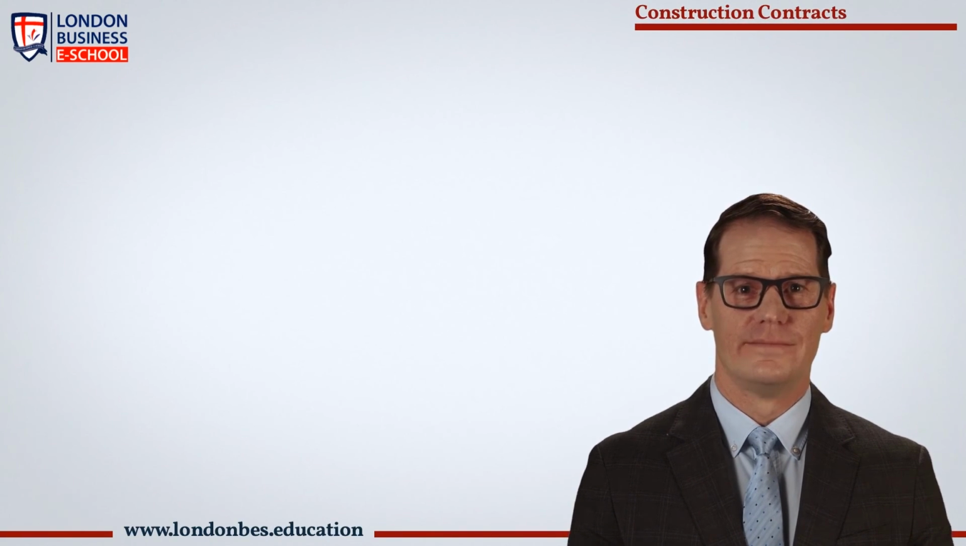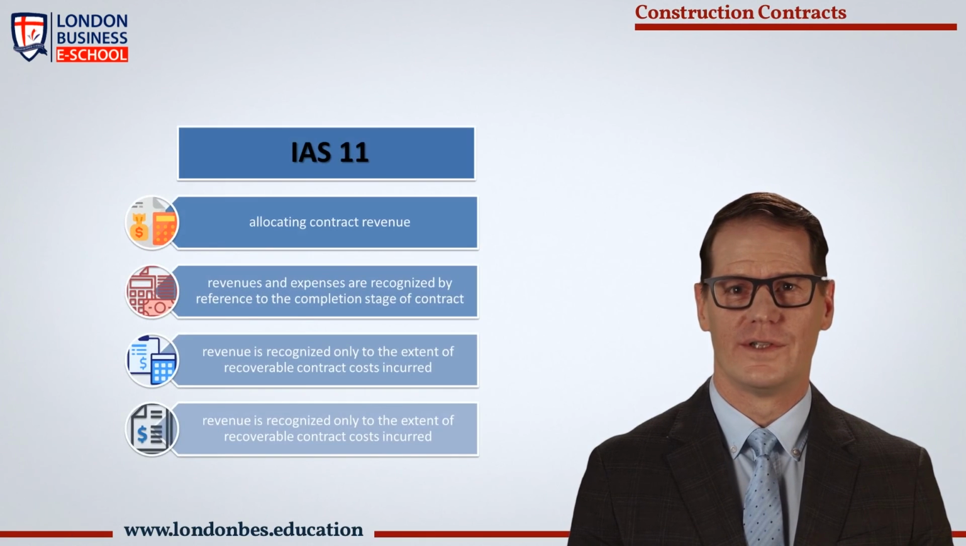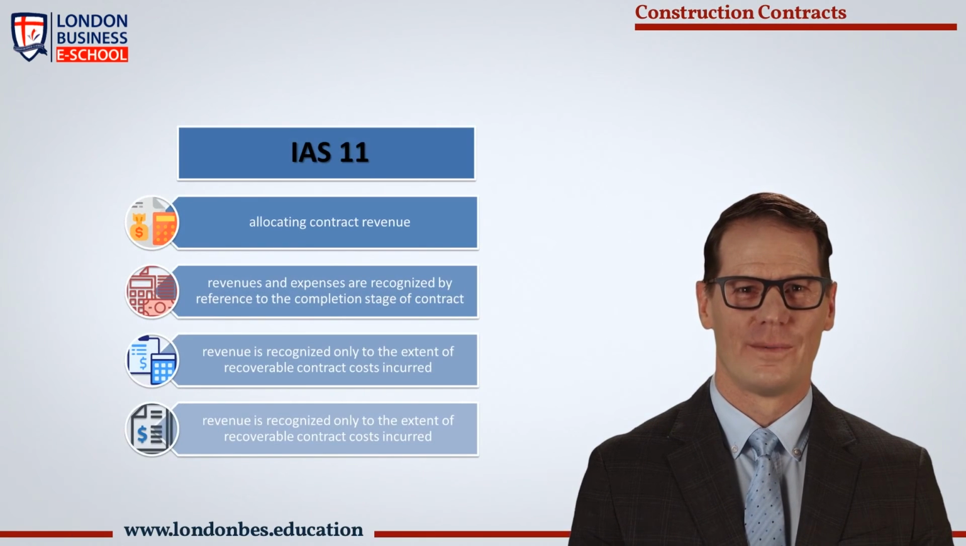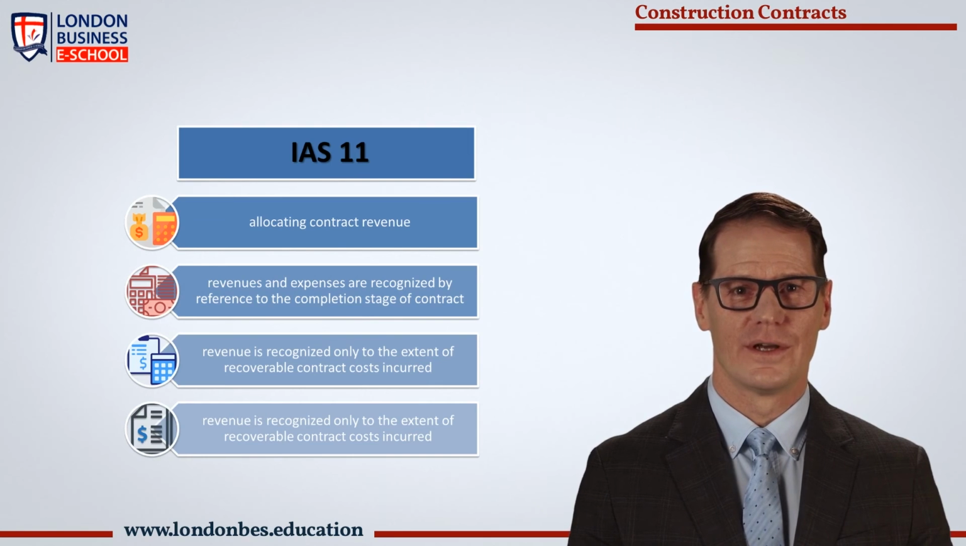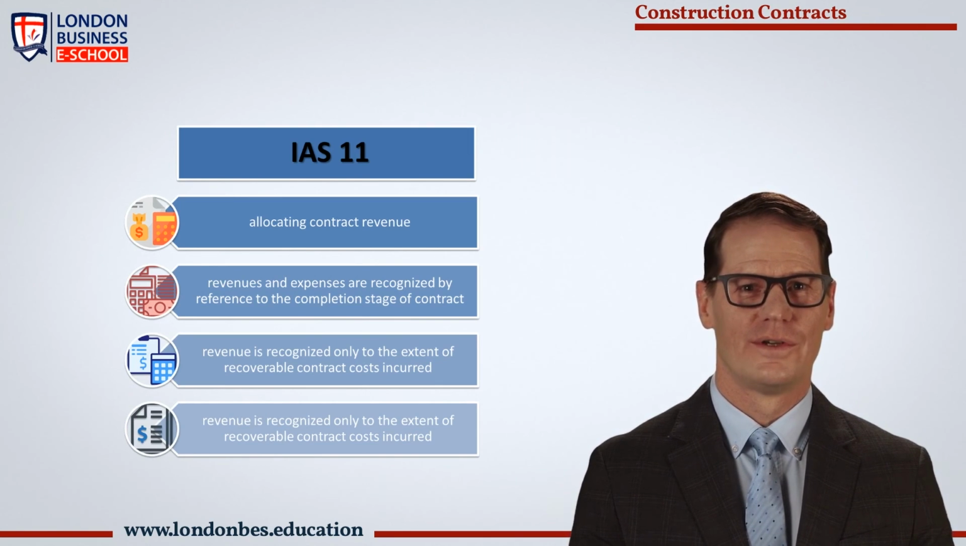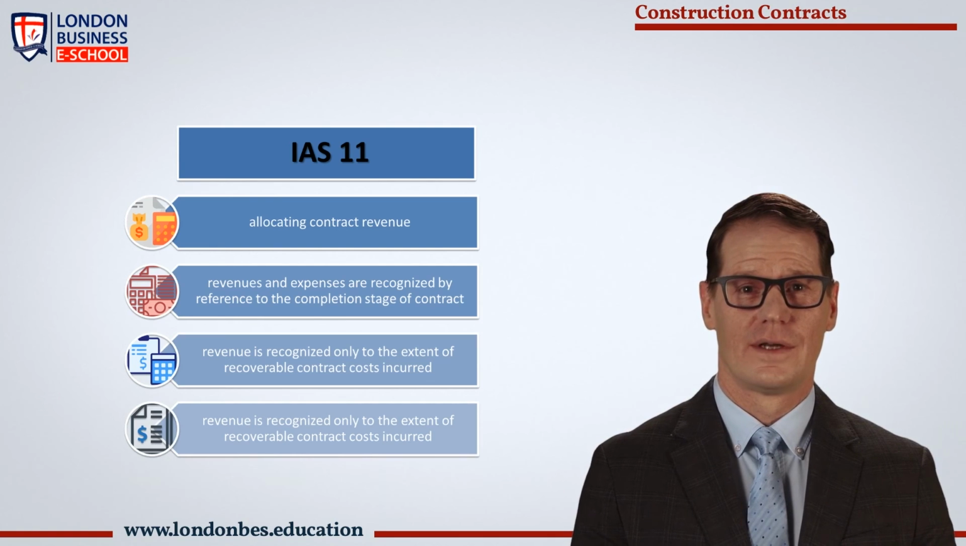Construction contracts. IAS 11 construction contracts provides requirements on allocating contract revenue and contract costs to accounting periods in which construction work is performed. Contract revenues and expenses are recognized by reference to the completion stage of contract activity, where the outcome of the construction contract can be estimated reliably. Otherwise, revenue is recognized only to the extent of recoverable contract costs incurred.